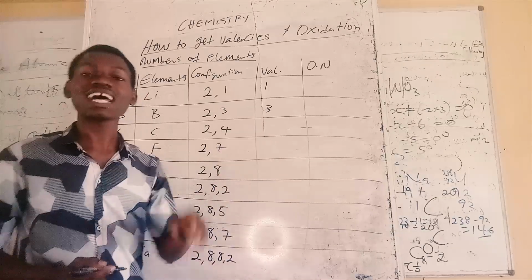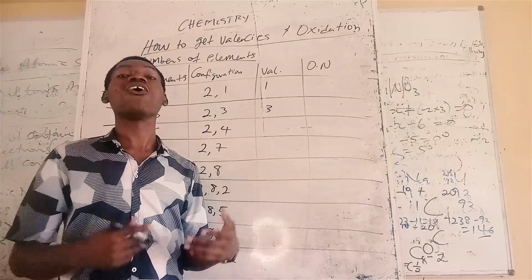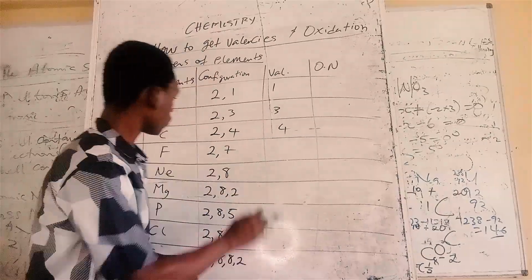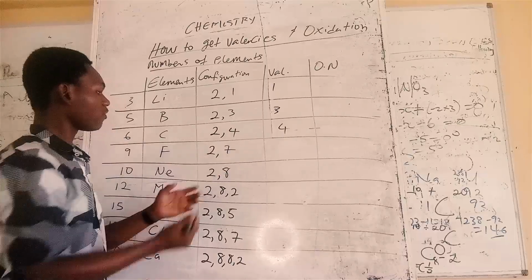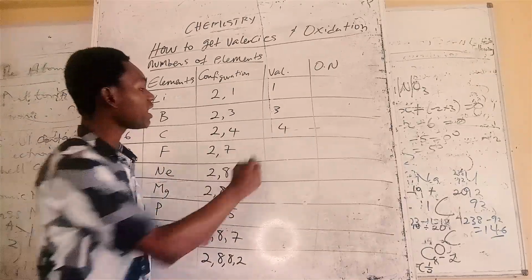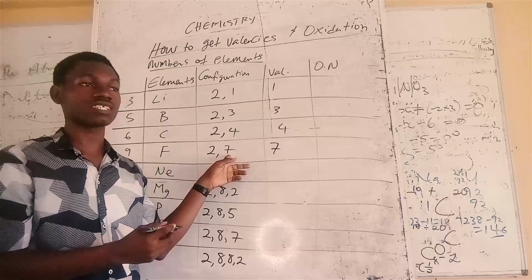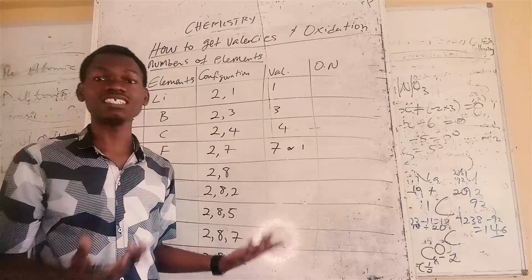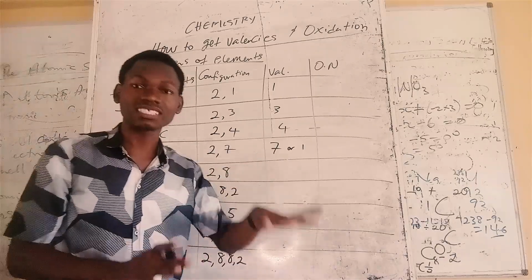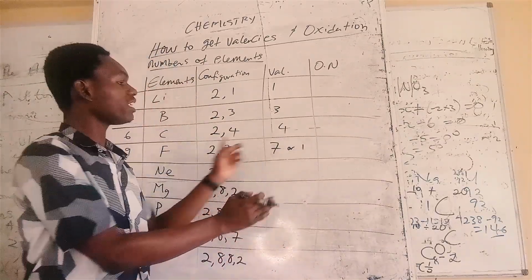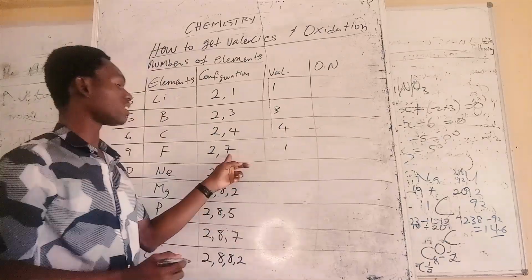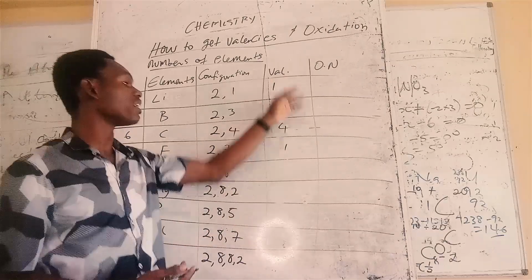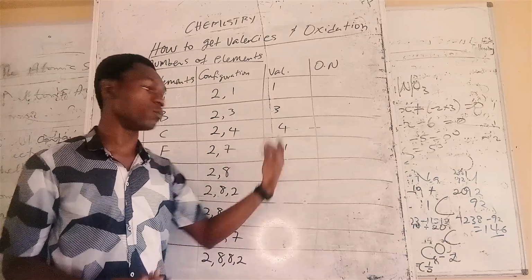Now, what about carbon? Carbon, same thing. It has just one option. It either loses 4 or gains 4 electrons. So the valency of carbon is what? Alright, so what about fluorine? Fluorine has 2 options also. It either loses 7 outermost electrons or it gains 1. So between these two, which of them is easier for fluorine to attain? Gaining 1 electron to its outermost shell to make it 8 is better than losing 7. So that makes the valency of fluorine 1.